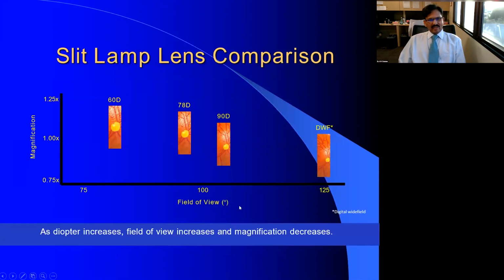So here again, the cartoon that I mentioned earlier, the field of view you would get versus the magnification. 60 diopter, you get a higher magnification, but the field of view is less.